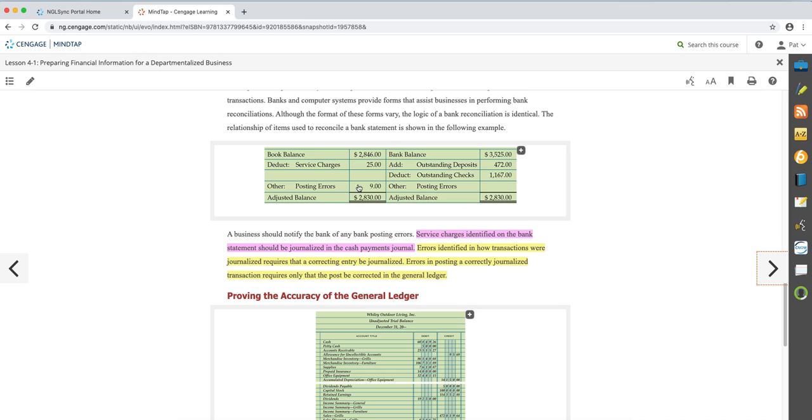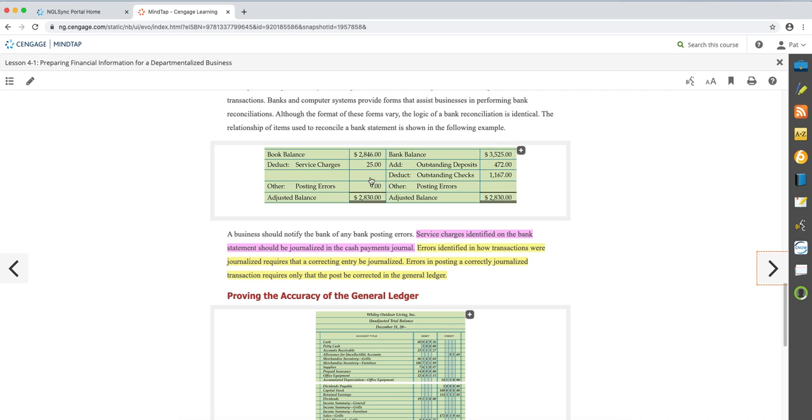It's a little bit different than in accounting one, but you get the idea. All of these are going to be similar in the process and the idea behind it. And that's what it says here: the logic of bank reconciliation is identical. Take what you think you have, add and subtract any errors, service charges, or interest, and get our new adjusted balance.